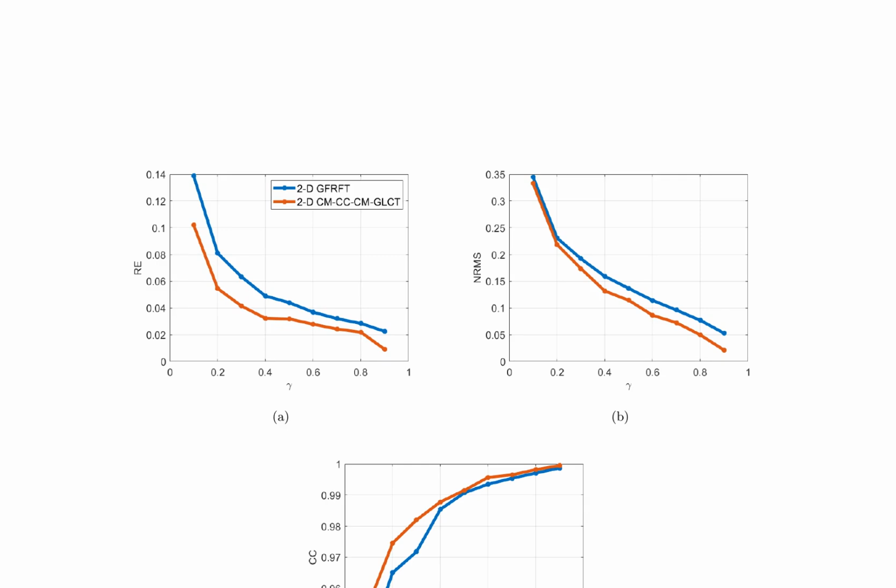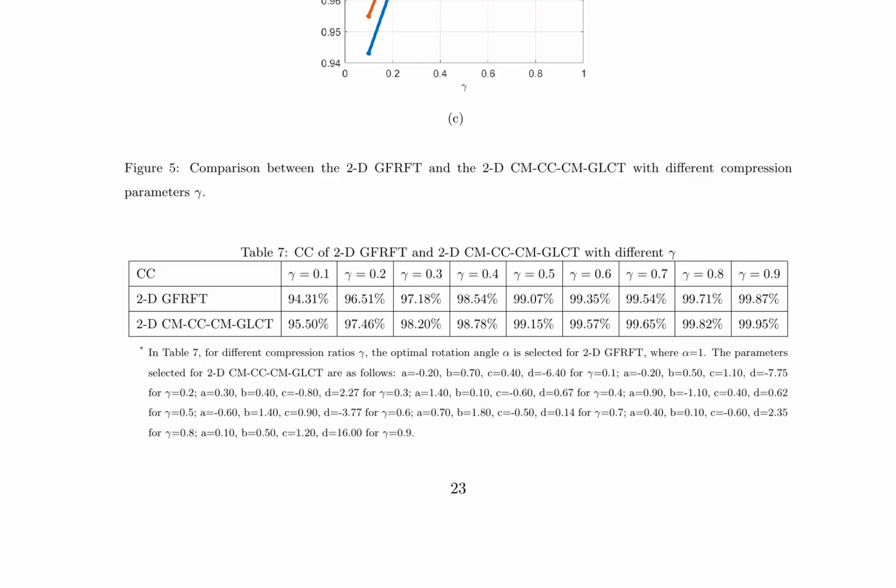The research paper discusses the comparison between 2D GFRFT and 2D CM-CC-CM-GLCT with different compression parameters gamma. It highlights the optimal rotation angles for both methods and their respective parameters for various gamma values. The results show that both methods have high CC values, with 2D CM-CC-CM-GLCT performing slightly better.